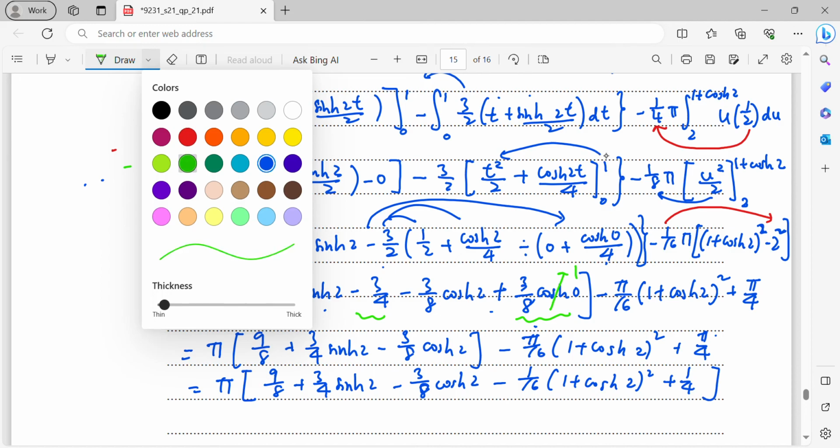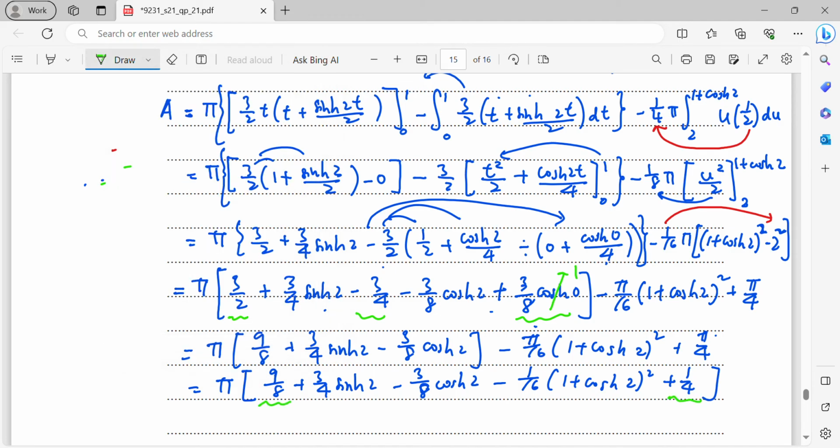So now, for the final answer, 9/8 and 1/4 can be combined. So it will be 11/8. And the rest of the terms just rewrite, and that will be our final answer. So you will write 3/4 sine 2 minus 3/8 cos 2 minus 1/16 times 1 plus cos 2 squared. So 9/8 plus 1/4 will be 11/8. So this is your A.